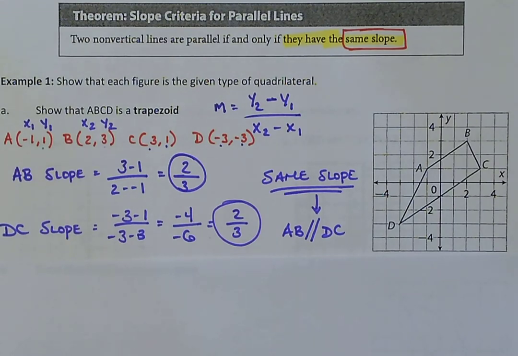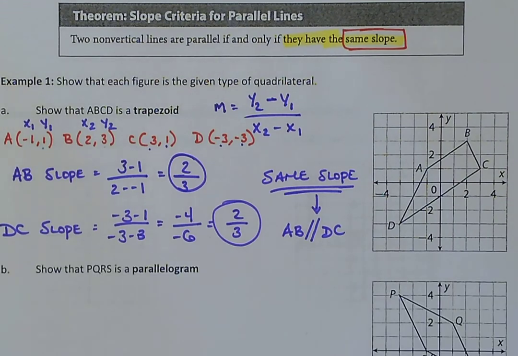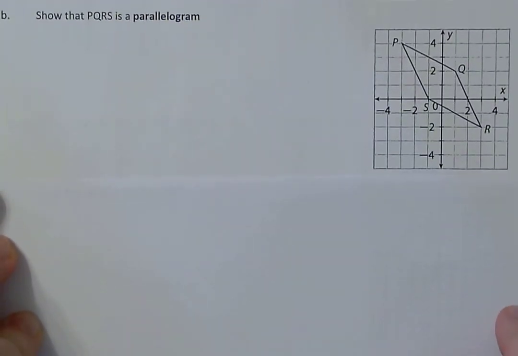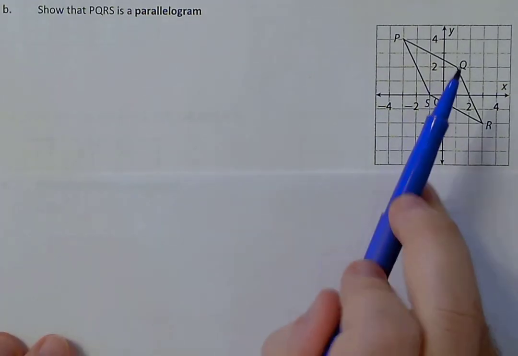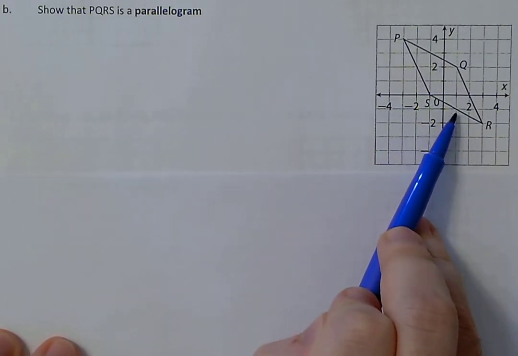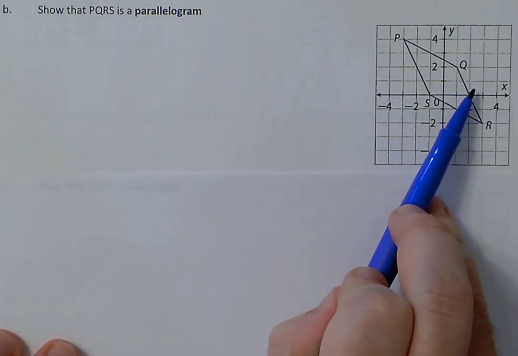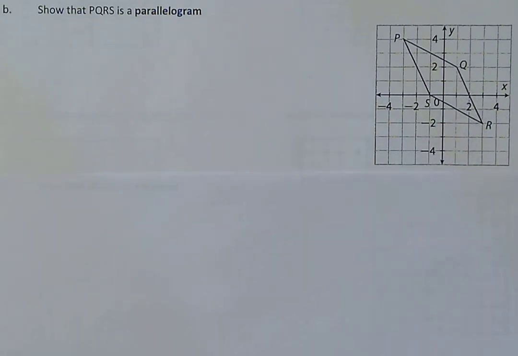For example 1b, I'm going to show you the other method of determining the slope of a line. So let's go ahead and move to part B for example 1. And part B is going to ask us to show that PQRS is a parallelogram. In parallelograms, we have opposite sides are parallel. So that means PQ needs to be parallel to SR, and that PS needs to be parallel to QR. So we need two sets of opposite sides to be parallel to each other, not just one set.